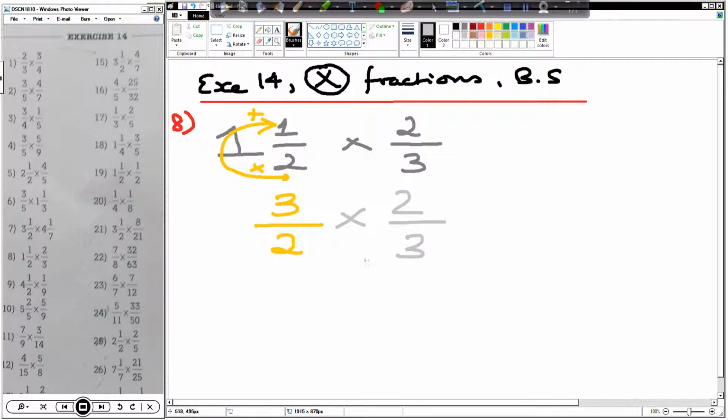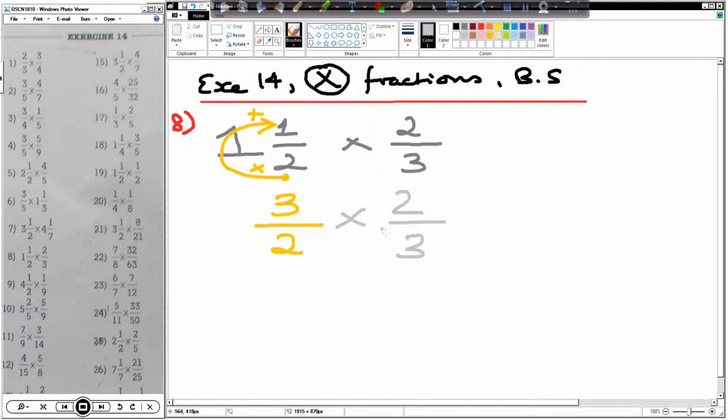Now, step 1 says change any mixed fraction into top heavy. How many mixed fractions do I have in the question? There's one fraction here, one here. How many mixed fractions do I have? 1. Have we changed that into top heavy? Yes. What do we do to the second one? Nothing, just copy it down. Now the question is ready for us to do step 2.